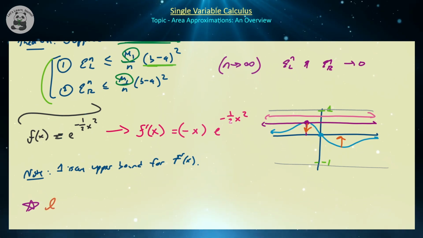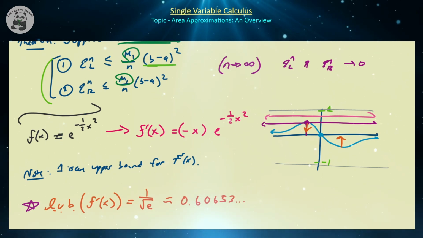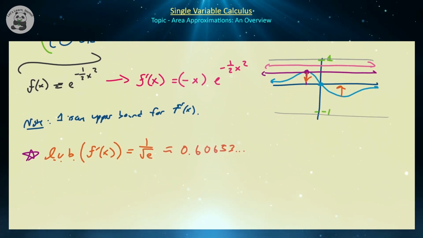So one can show that the least upper bound, which some people abbreviate by LUB, of this particular function f prime of x is exactly equal to 1 divided by the square root of e, which is approximately equal to 0.60653. Right? So generally speaking, finding the least upper bound can be a little difficult. So generally speaking, all you need to do to have an upper bound on your integral approximation is to just have any upper bound. The smaller the better though.